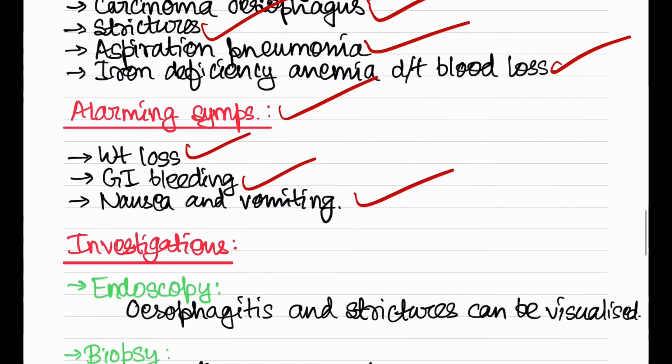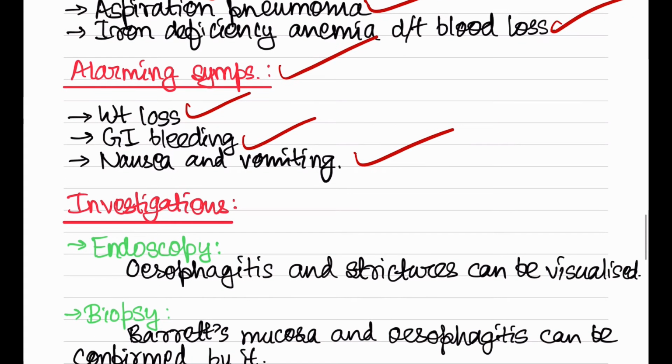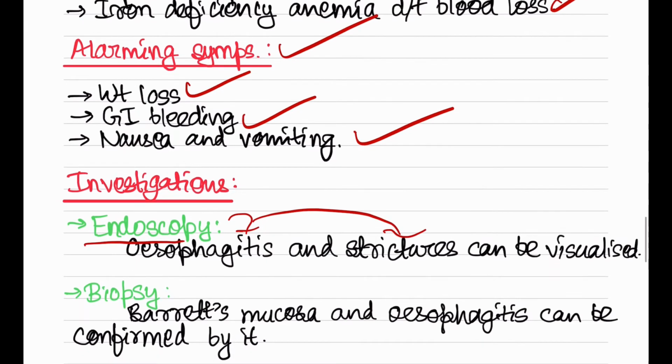Now coming to the investigations. The investigations which we do in case of gastroesophageal reflux disease, first is endoscopy. It helps us to visualize esophagitis and also the strictures. Then we do biopsy, which helps us in confirming Barrett's mucosa and esophagitis. So basically we do endoscopy to visualize esophagitis, and then we do the biopsy of the sample which we obtain during the procedure of endoscopy.